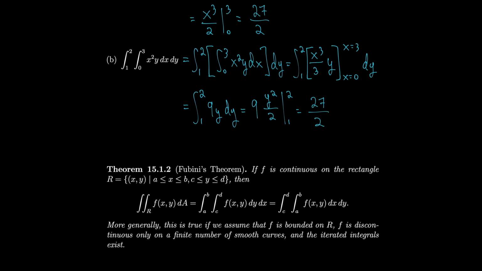It's Fubini's theorem. If f is continuous on the rectangle where x goes from a to b and y goes from c to d, then it turns out that these iterated integrals with respect to y and then x, and with respect to x and then y, are both equal to each other. So the order doesn't matter, which is kind of cool. But what's even cooler is that this relates our iterated integrals to our double integral.